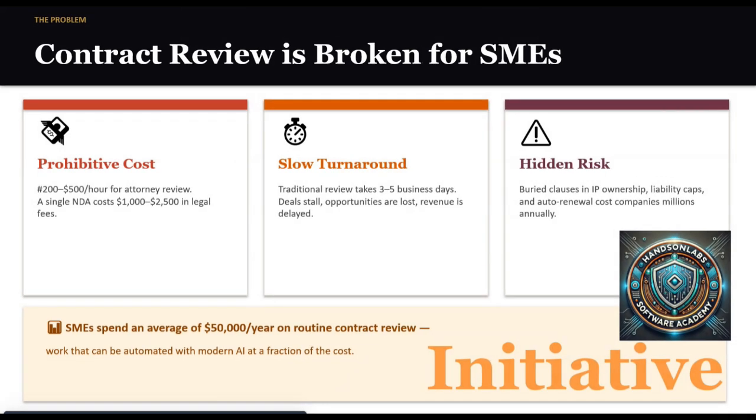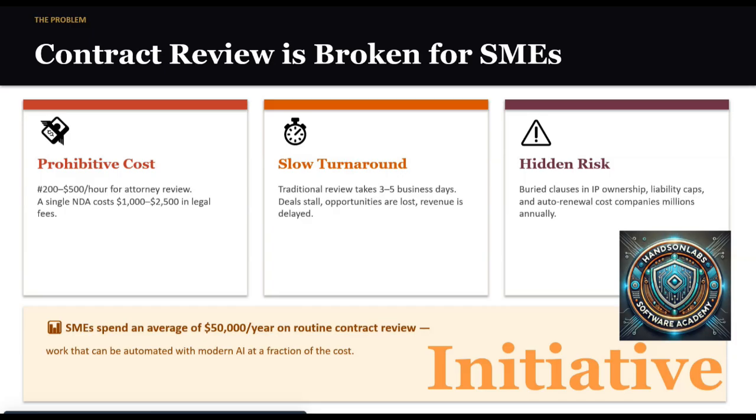Now, following this is the contract review and how it is broken for SMEs. You have the prohibitive cost, which goes from around 200 USD to 500 USD per hour for attorney review. A single NDA costs 1,000 USD to 2,500 USD in legal fees. Another issue that needs to be noted here is the slow turnaround. Traditional review takes about 3 to 5 days. These stall deals and opportunities are lost.